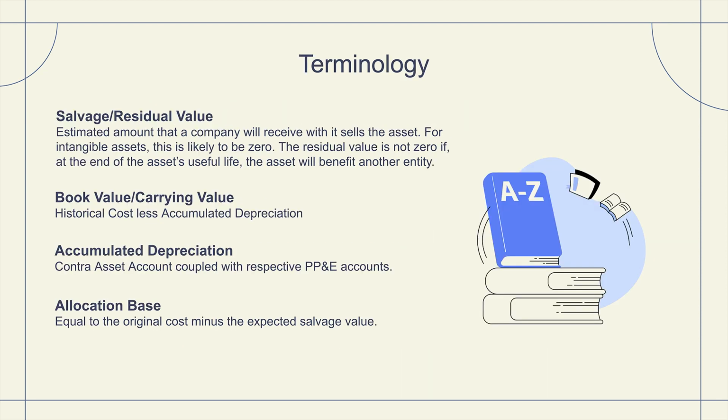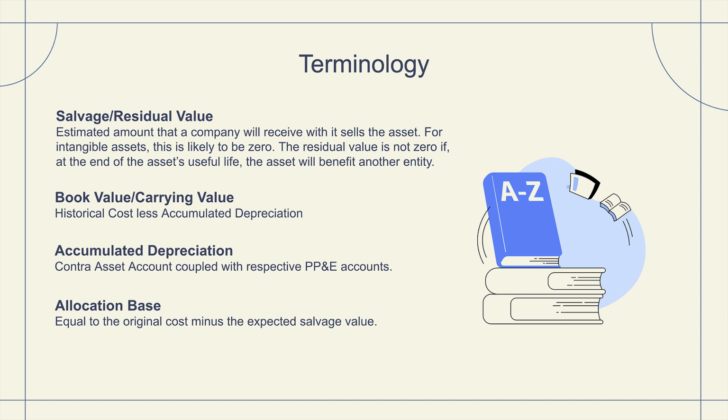Before we jump into the methods for cost allocation, it is important that we share some terminology. The first is salvage, or residual, value. This is the estimated value that a company will receive when it sells the asset. For intangible assets, this is likely to be zero. The residual value is not zero if, at the end of the asset's life, the asset will benefit another entity and can be sold. Next, we move on to the book value or carrying value. This is derived as historical cost less accumulated depreciation or accumulated amortization in the case of intangible assets.